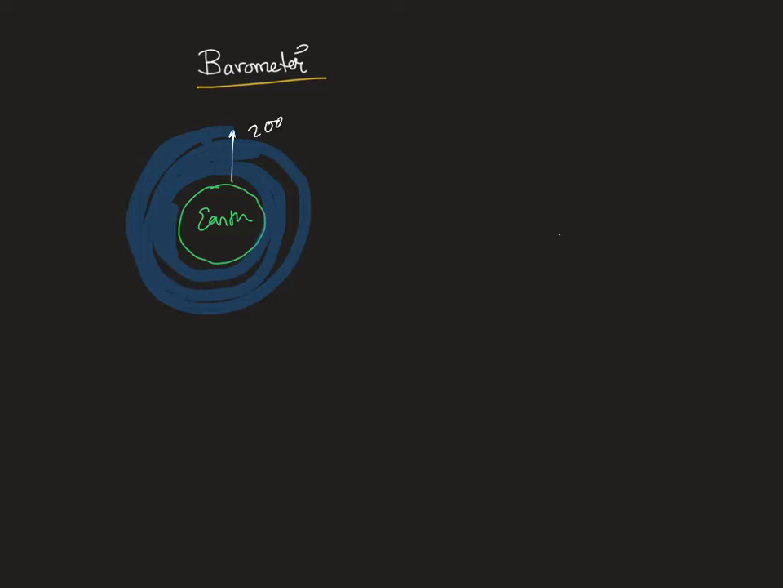Barometer is a device to measure the atmospheric pressure. Now, what is atmospheric pressure? The Earth is surrounded by a huge layer of atmosphere around it. Roughly, it extends above 200 kilometers above Earth. This layer of atmosphere is attracted towards the center of the Earth due to the gravitational pull. So, these gases will exert a pressure on the surface of the Earth. So, this is P naught, the atmospheric pressure.